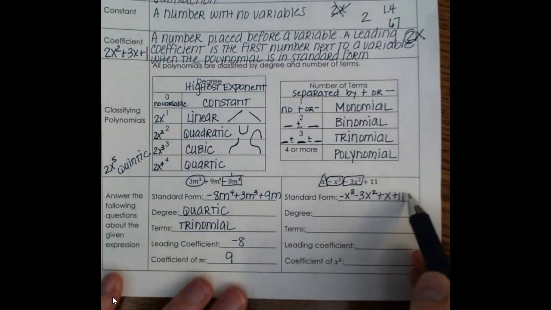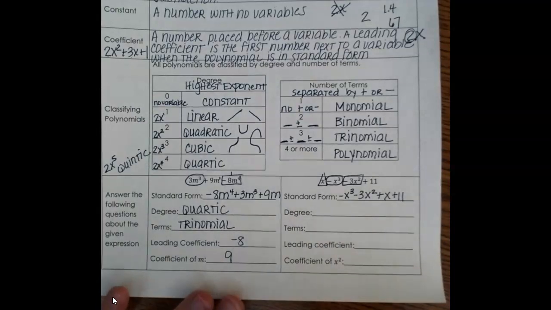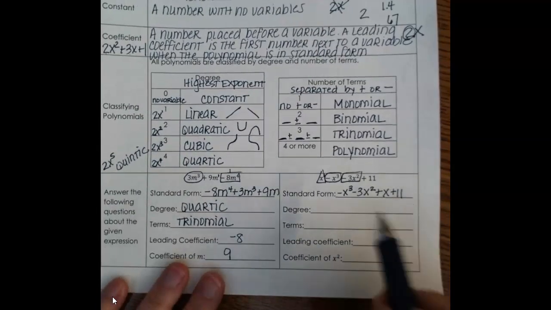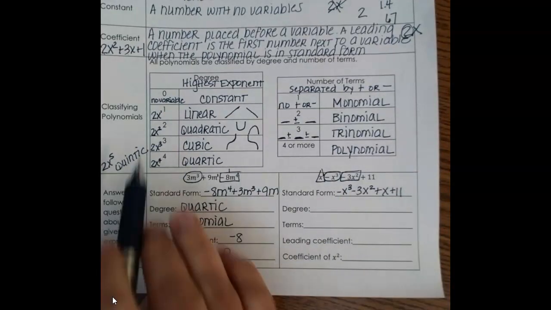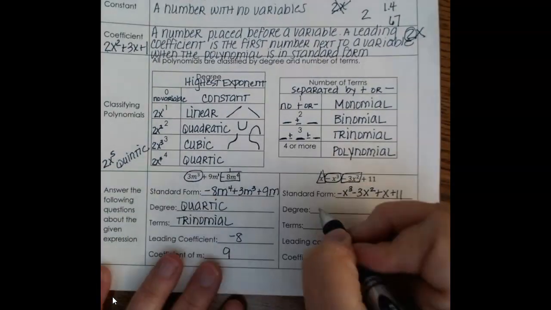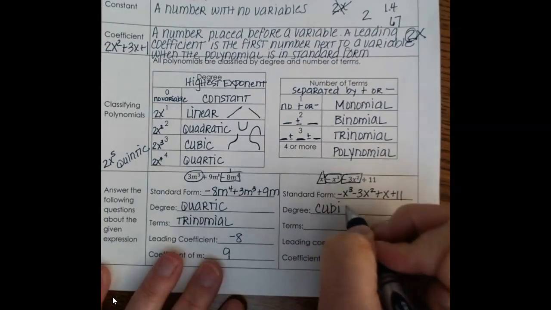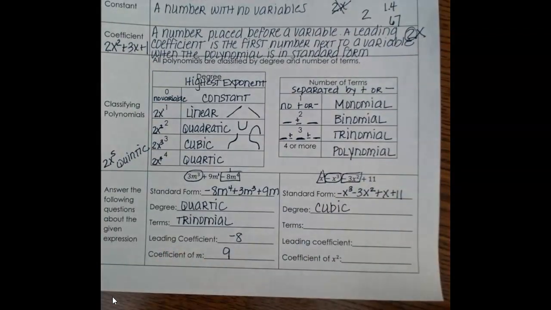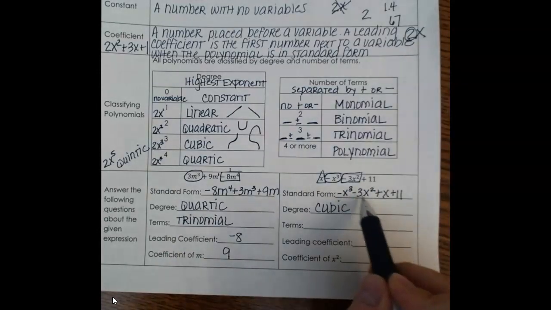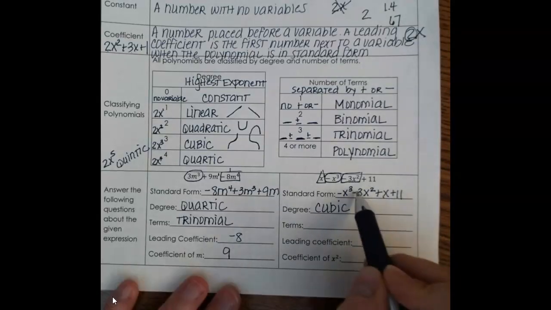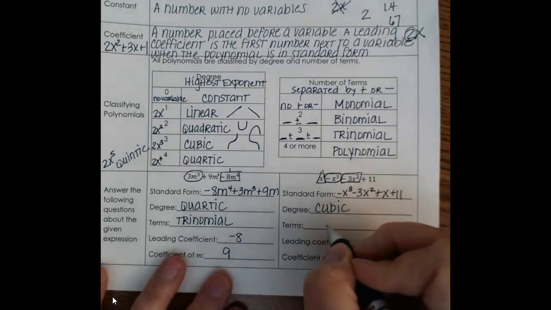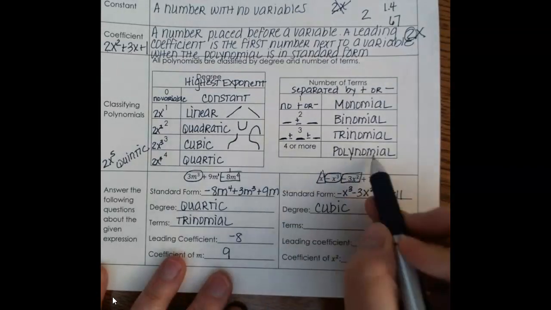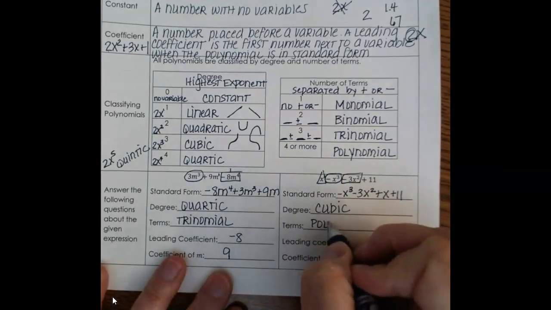3, 2, 1, none. The degree. Remember, the degree is the highest exponent. The highest exponent is 3. So when our highest exponent is 3, we call it cubic. The number of terms. Remember, they're separated by addition or subtraction. So I have 1, 2, 3, 4. So I have my addition and subtraction going on here. So I got 1, 2, 3, 4 terms. What do we call it when it's 4 terms, 4 or more? We call it a polynomial.